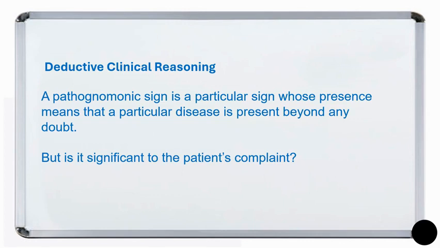Now, the problem with deductive reasoning is that it is binary. If you see these signs, you know that condition is present, but the question is, is that relevant to the patient's complaint? For example, Wilson's disease will give you these copper rings around the iris, so they have copper poisoning. But if they're coming in with lateral elbow pain, it's got nothing to do with anything.